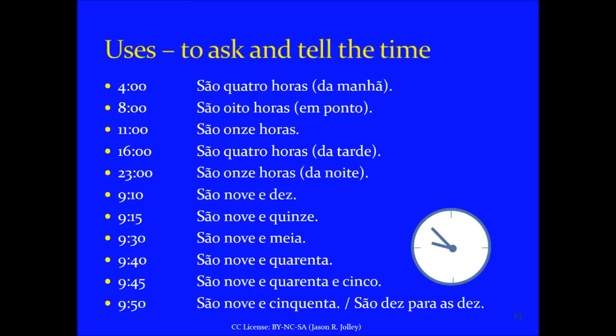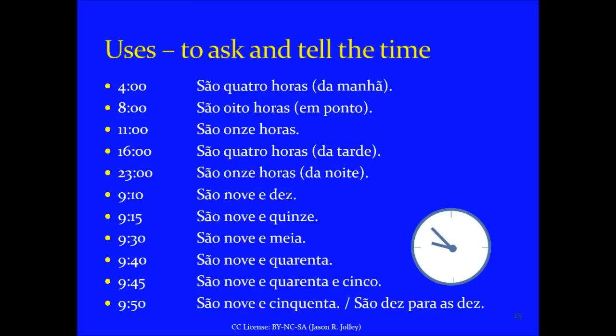If it's 11, são 11 horas. São 4 horas da tarde. You'll see in writing, right, they use 24-hour time. Brazilian Portuguese speakers do. But they might in speech say, são 4 horas da tarde. 2300 hours, 11 p.m., são 11 horas da noite.